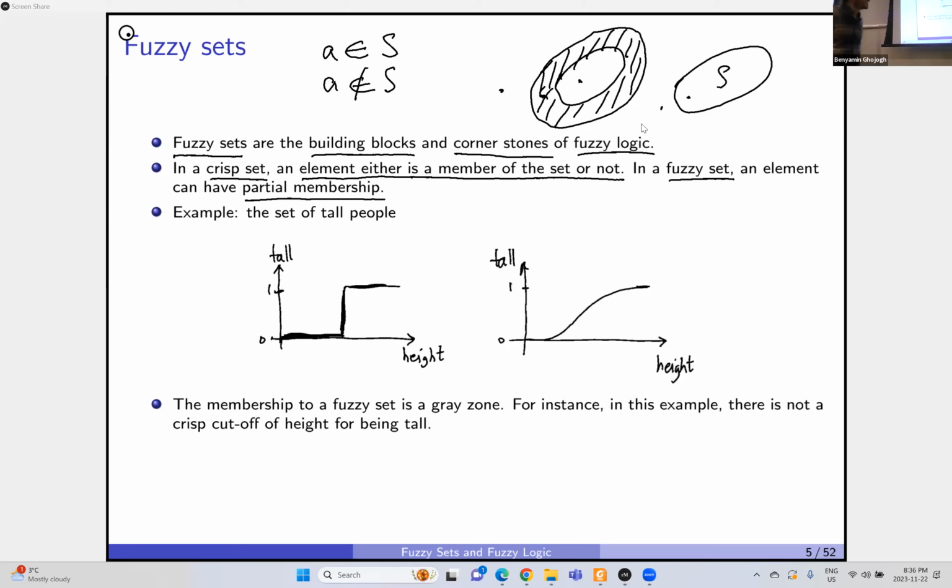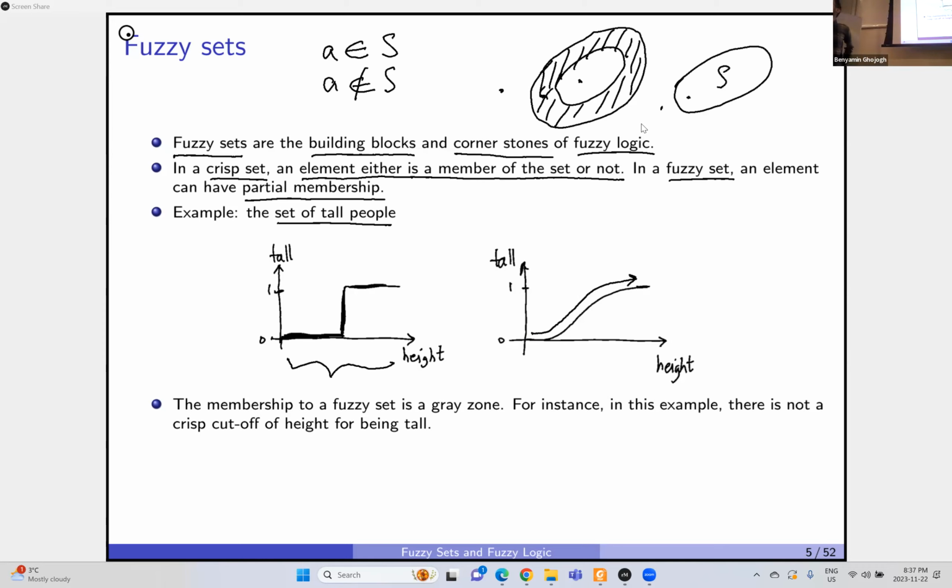Interesting. An example: the set of tall people. This is also a philosophical question. Who is tall? We don't have a threshold. So this is a crisp set, but we can't have it for tall people. So it's kind of a smooth thing. The more height you have, the taller you are.